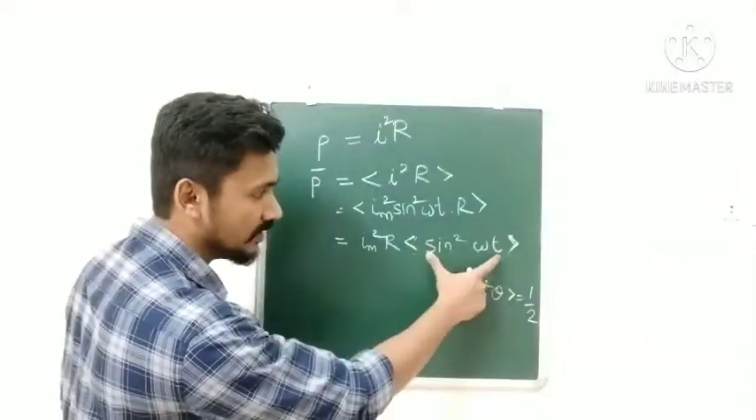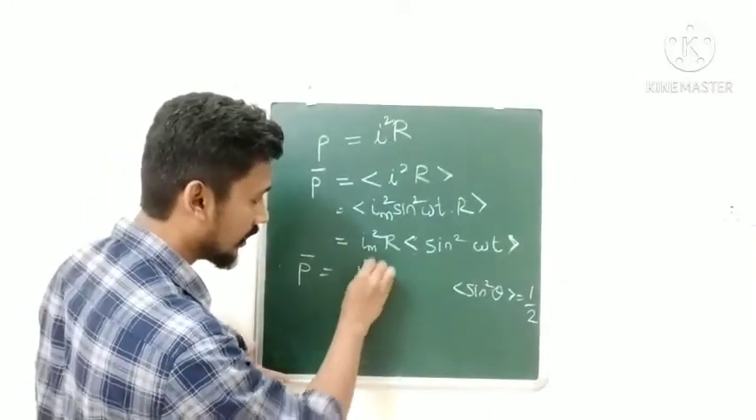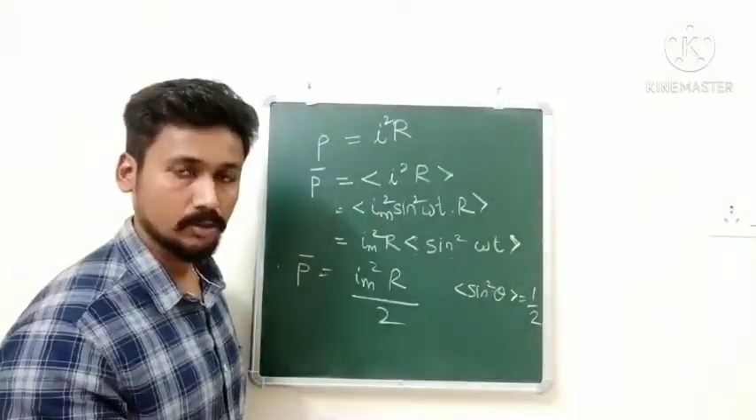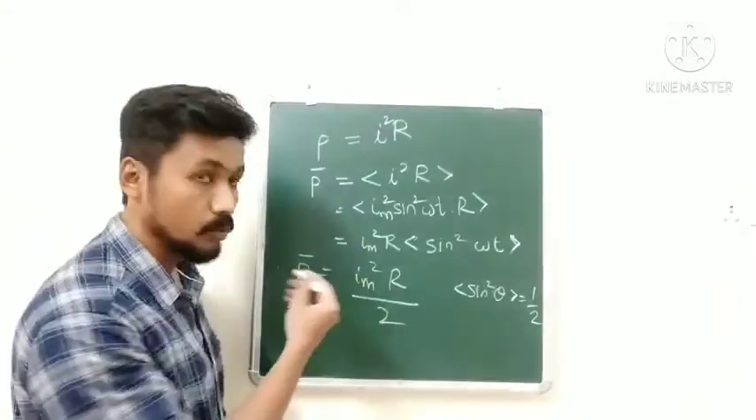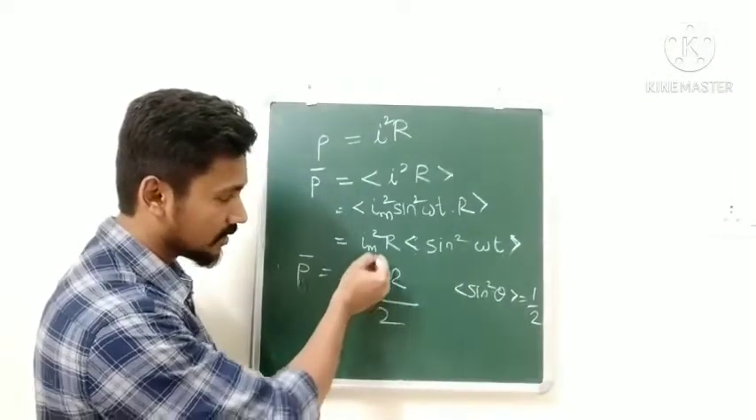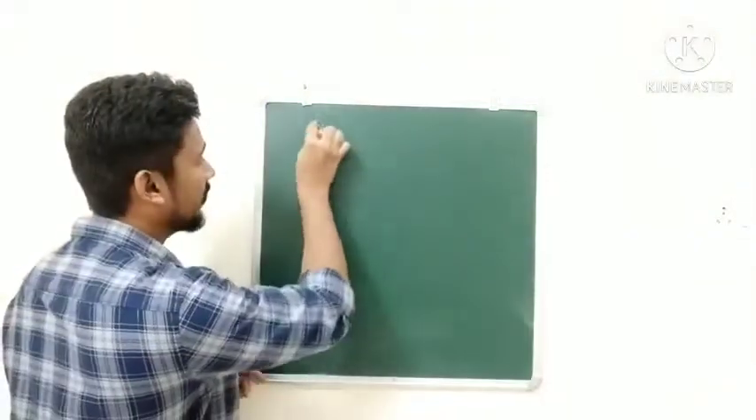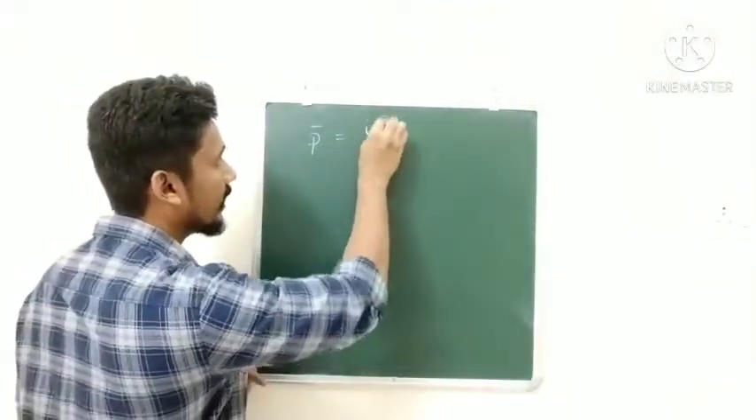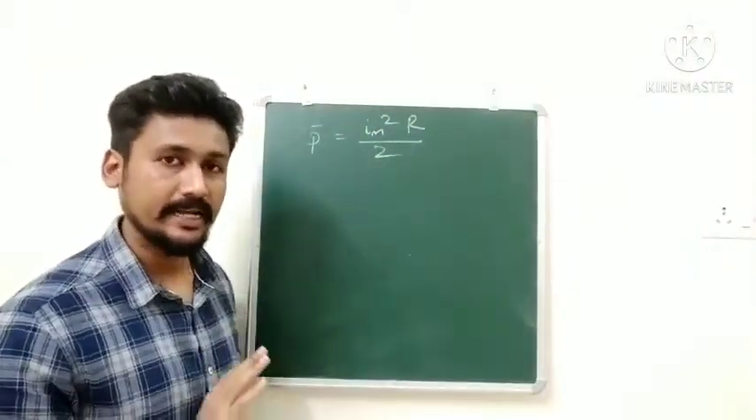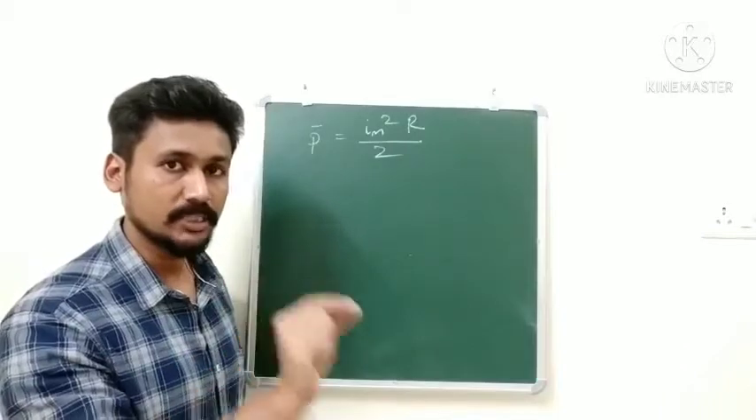So the average value of this is half. Therefore you get the average power as Im square R by 2. So you can see that average power is not 0. Therefore in a resistive circuit we do get power consumed, and the power consumed is peak current square into R by 2. So here is what we have learned: the average power in a resistive circuit is given by Im square into R by 2. Now this is one way of writing it, but we can write it in a much simpler manner by putting in a new concept called root mean square current.